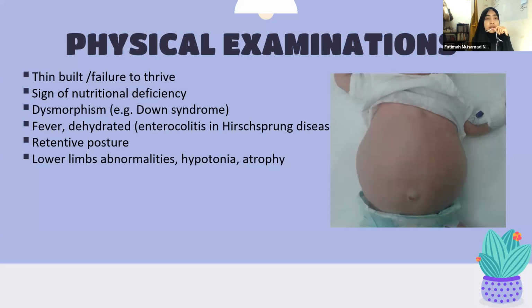Okay, and then the physical examination. So generally, you need to see if the child has failure to thrive, if the child has a syndrome, any signs of nutritional deficiency such as fatigue, any dysmorphic features which may indicate Down syndrome, if the child is febrile or dehydrated, because as we know, enterocolitis is a complication of Hirschsprung disease, any retentive posturing such as explained earlier, and any abnormalities in the lower limb, hypotonia, atrophy, because we need to also suspect hypothyroidism or any spinal pathology. Next.